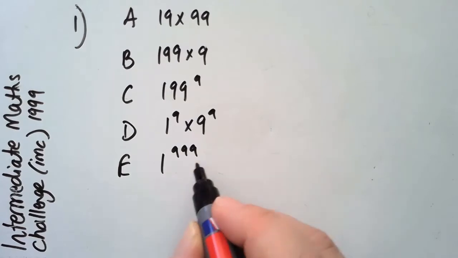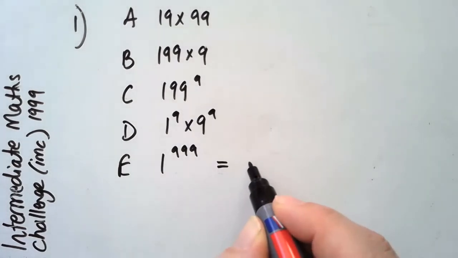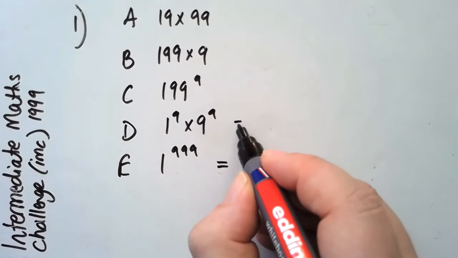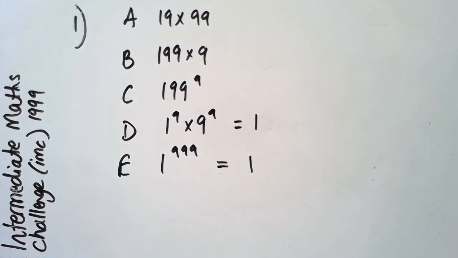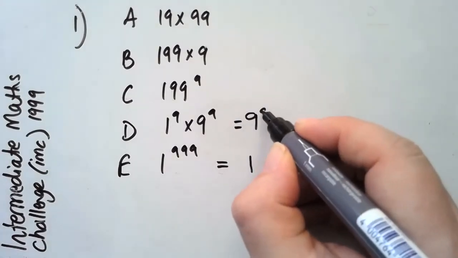Now, we know that anything to the power of 1 is going to be 1. So this one here is 1 multiplied by 9 to the power 9, which is just 9 to the power 9.